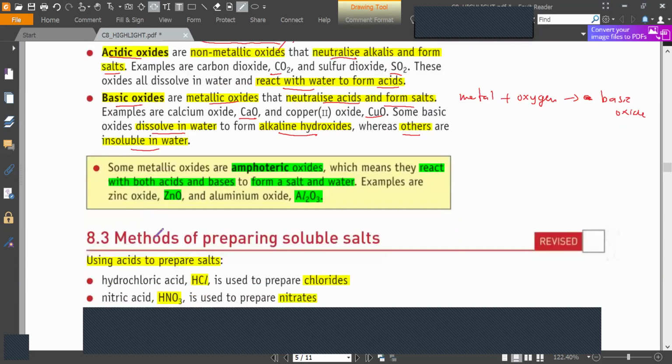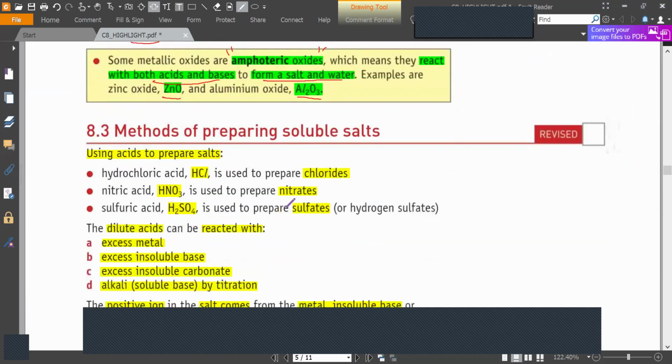Some metallic oxides are amphoteric. Amphoteric means they can react with both acid and bases to form salt and water. Examples: zinc oxide, aluminum oxide.